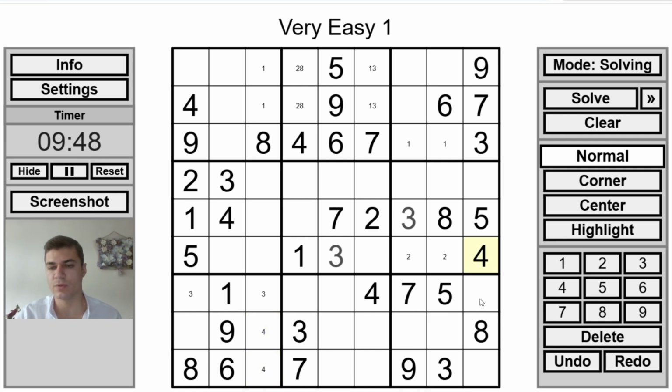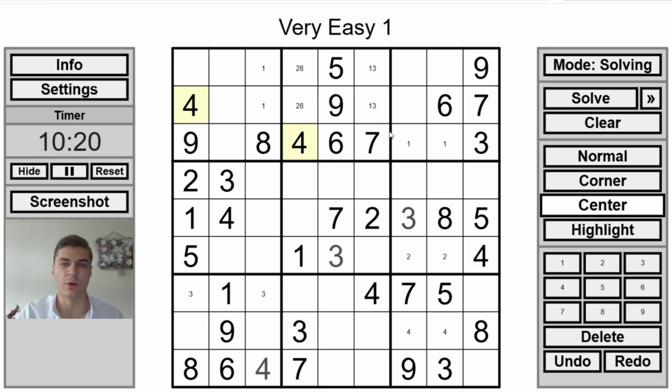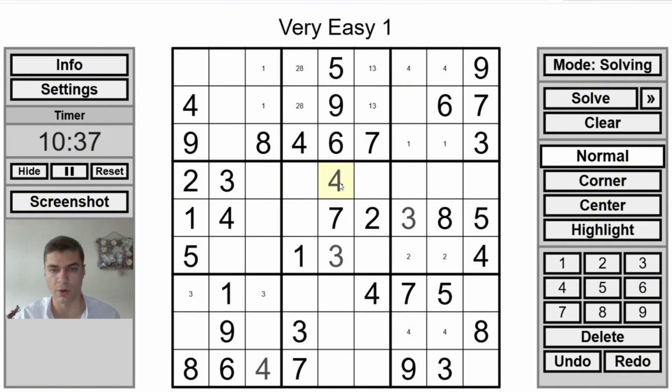One of them is 4. Because of that 4, I cannot write 4 here. So one of them has to be 4. We are sure about this. And because of that 4, I cannot write 4 here. So I'll delete this, and this is 4. Because of these 4, I cannot write 4 here, so one of them has to be 4. Okay, interesting. Because of this 4, I cannot write 4 here, and because of this 4, I cannot write 4 here, so this is 4. We found all the 4's. 4's are done. Let's check for the 5's.